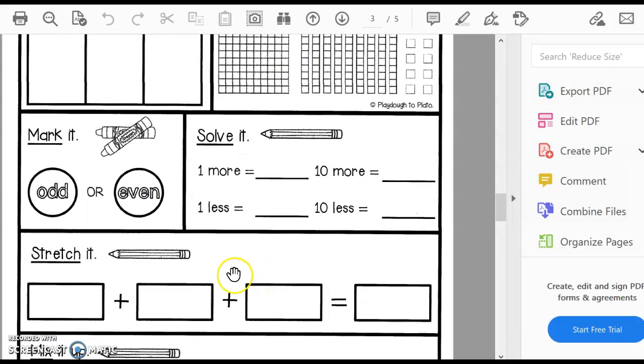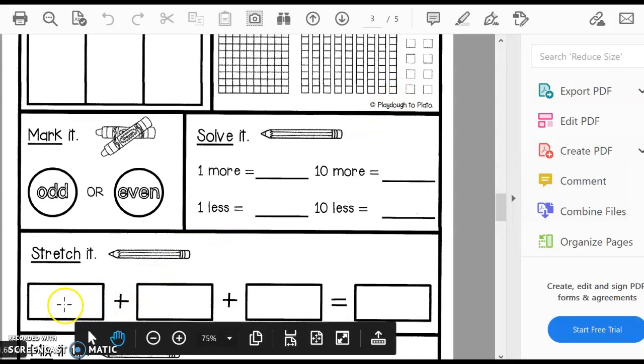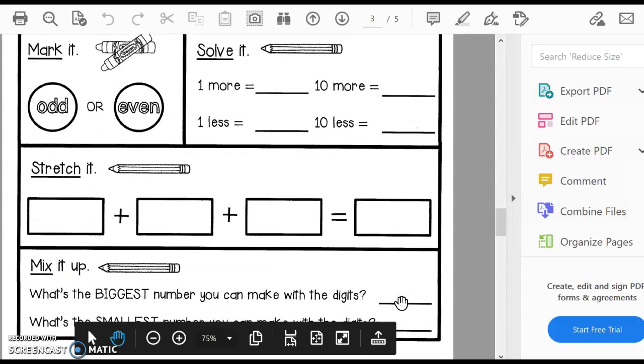Now we come down here and we're going to stretch the number. We're going to take it apart. So you know how we said it had 2 tens? So we might stretch it and put 10 plus 10. So that gives us our 20. 10 plus 10. And we've got, how many ones here did we have? 6. So 10 plus 10 plus 6 equals 26. And you write that again because you've stretched out the number.